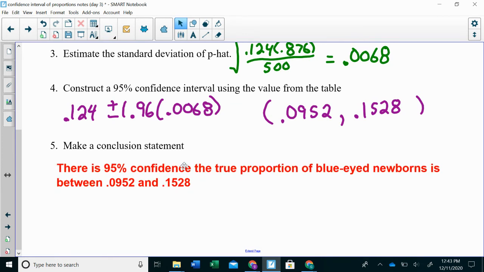Now you could say I am 95% confident, or you can say like I have here, there is 95% confidence the true proportion of blue-eyed newborns is somewhere between this lower limit and this upper limit range. So I hope with these examples that each example you're getting a little bit better about learning this process and being able to apply this systematic process to work through these confidence intervals.